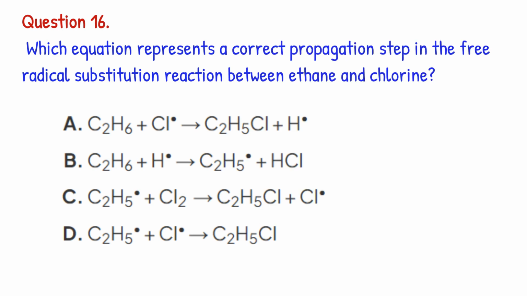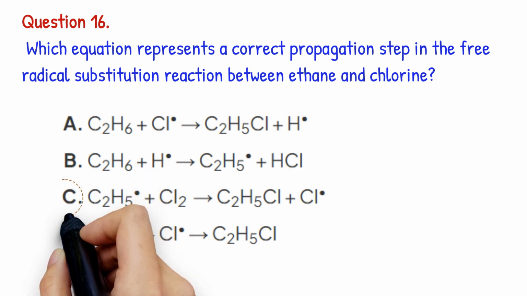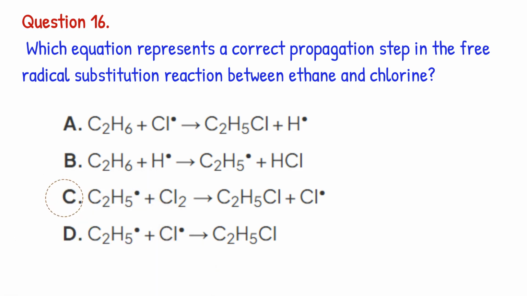Question 16. Which equation represents a correct propagation step in the free radical substitution reaction between ethane and chlorine? The correct answer is C.